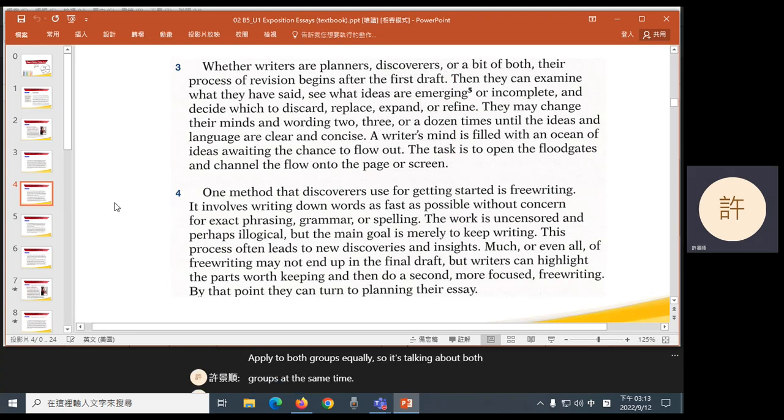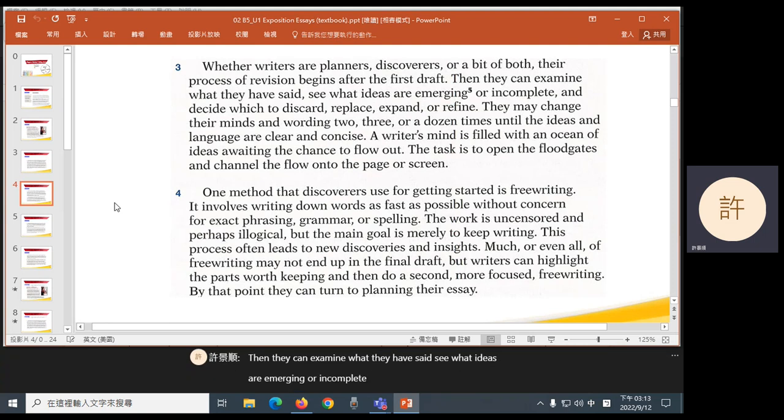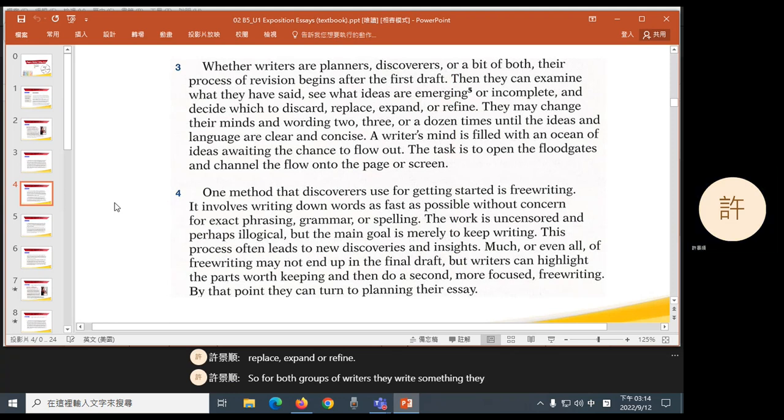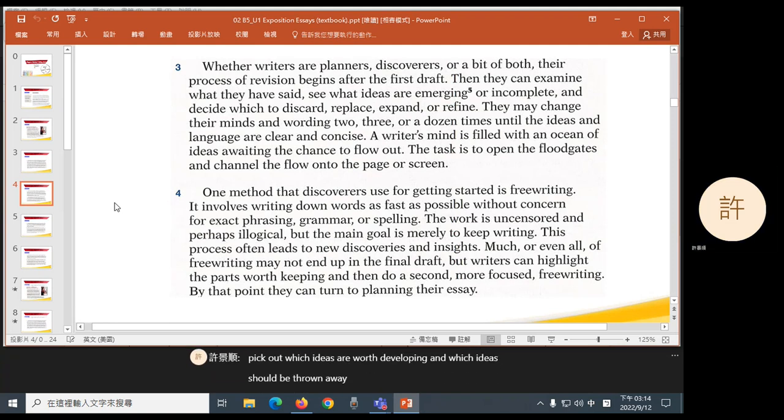For both planners and discoverers, everything begins after the first draft. Then they can examine what they have said, see what ideas are emerging or incomplete, and decide which to discard, replace, expand, or refine. So for both groups of writers, they write something, they look at it, and they see what they're actually writing about, and they pick out which ideas are worth developing and which ideas should be thrown away.